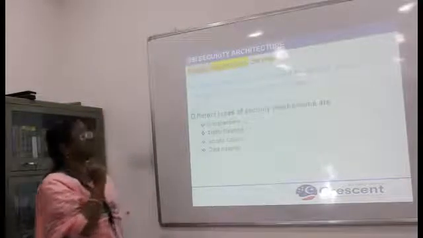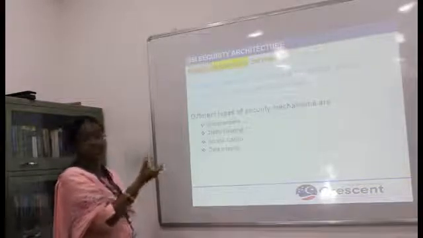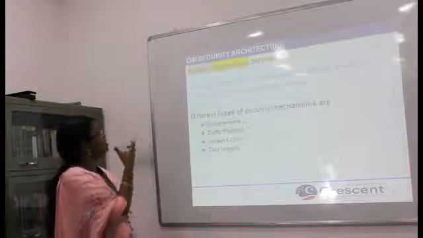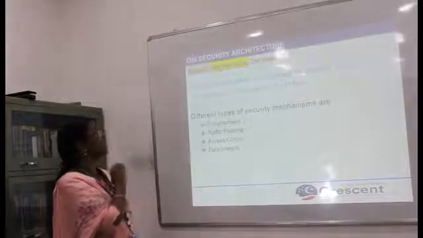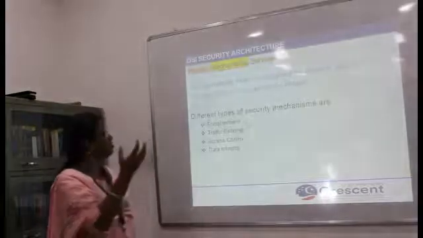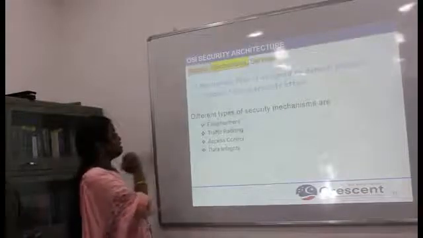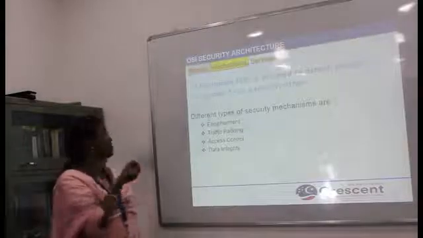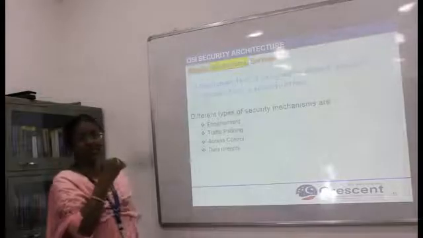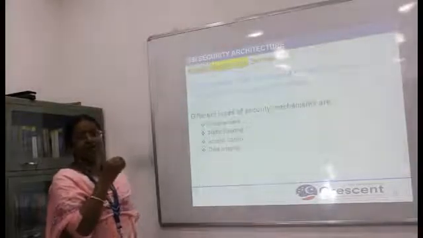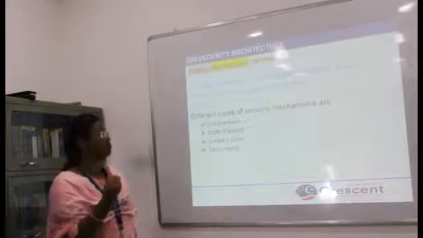The next, mechanisms. Now what are all the mechanisms to prevent the security violations? So mechanisms that are designed to detect, prevent or recover from the security attacks. What are all the mechanisms you could follow for the security provision? Encryption. Traffic padding. You could add additional bits in the data stream, which will increase the traffic flow. So it will not be easier for the intruder to hack the message completely.